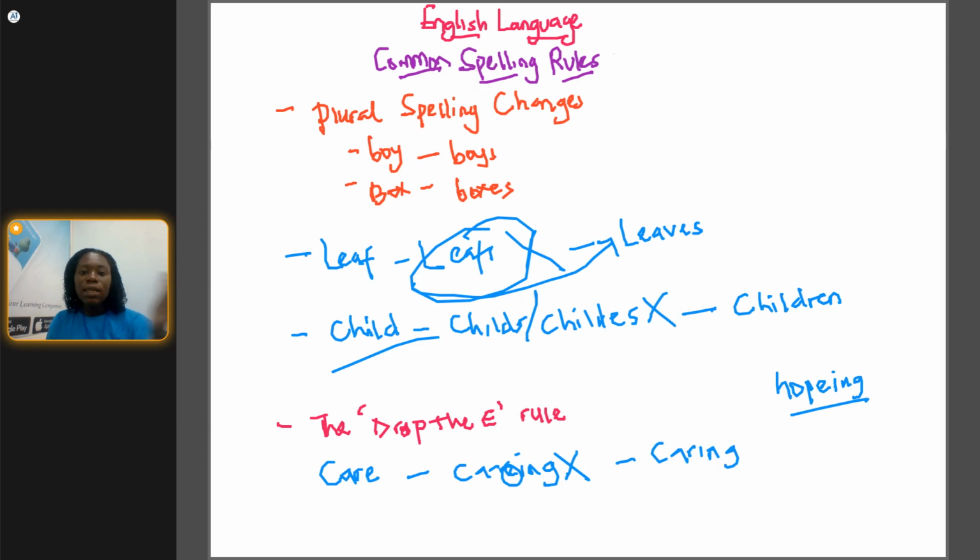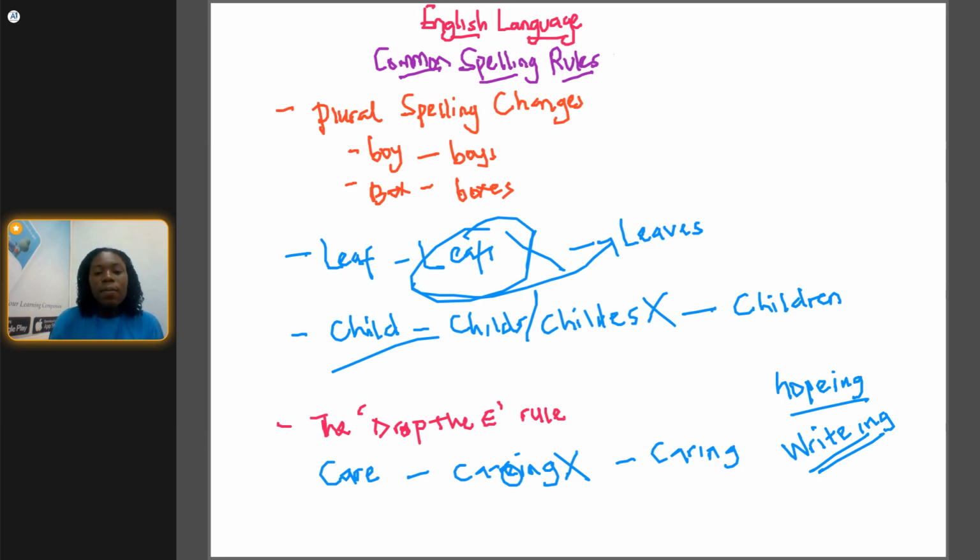Now there will be a kind of confusion because at first glance you're not going to call this "hoping". It looks weird. There are some other words like it too. You have "write", "writing". At first glance, you're not going to call this "writing". So words like this need to drop the E.